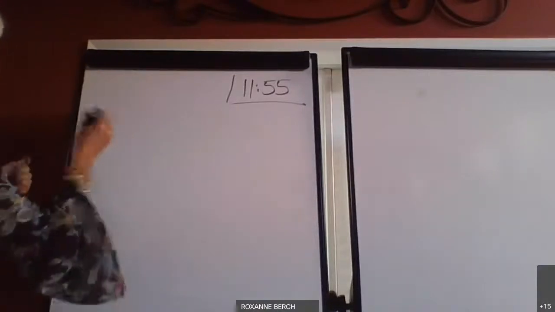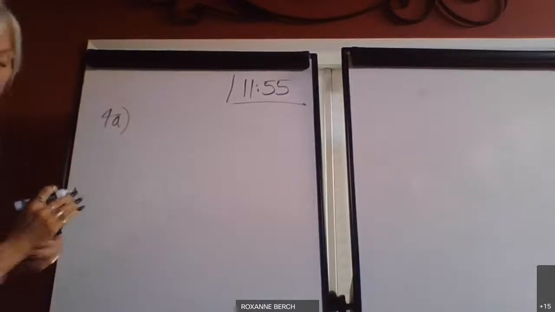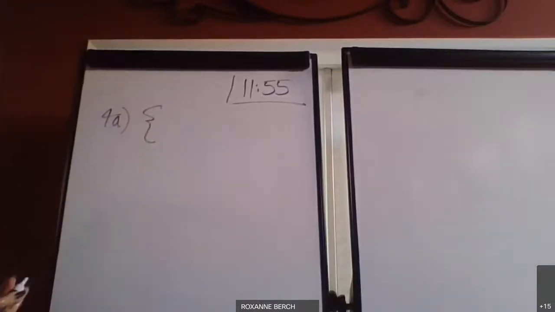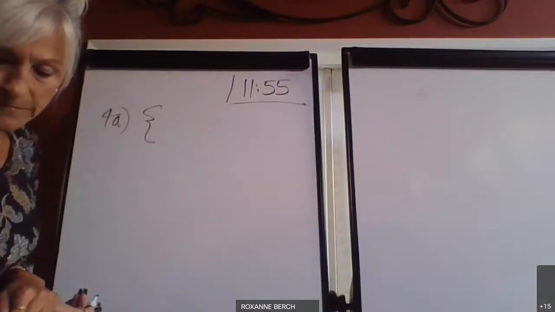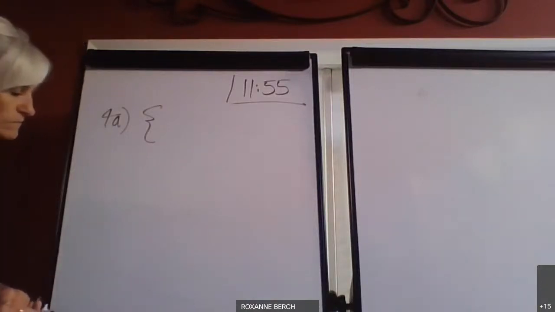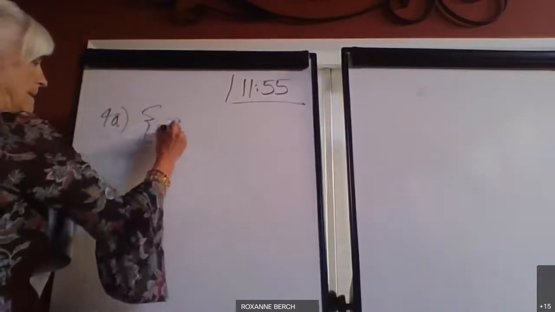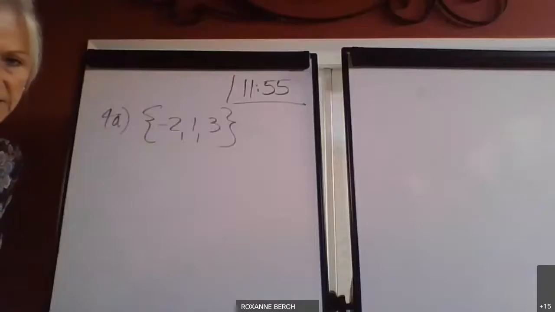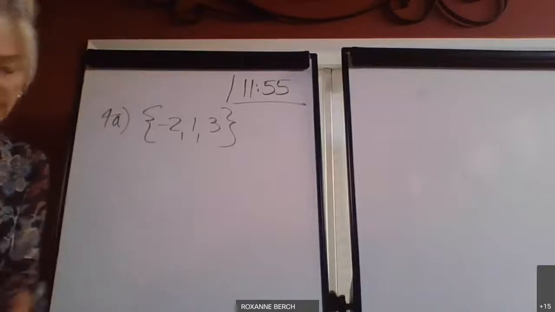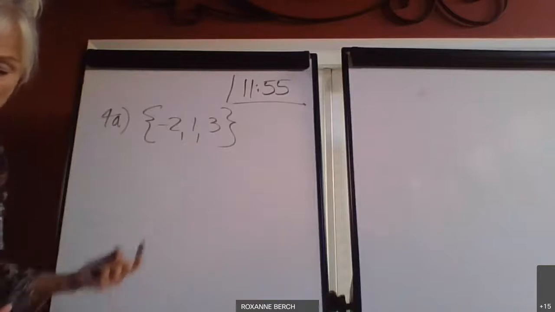So on the first problem, number 4a, what are the x-intercepts? Go ahead, Musing. What are the x-intercepts on 4a? Negative 2, 1, and 3. All right, now look at this function. Does this look like an odd? What degree do you think this is? Do you think that this is an even degree or an odd degree? It's going down and then up.